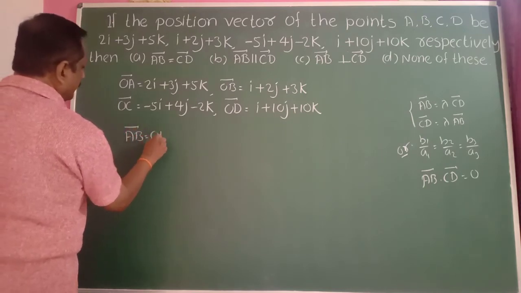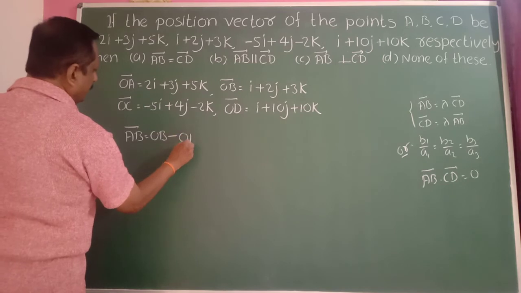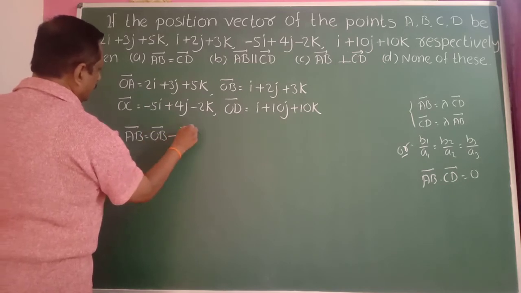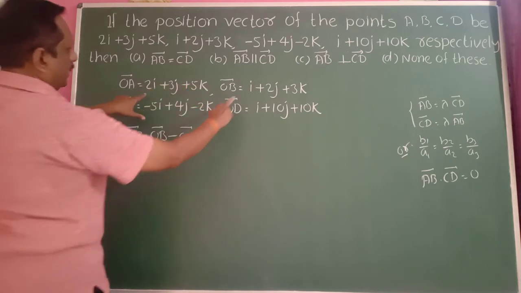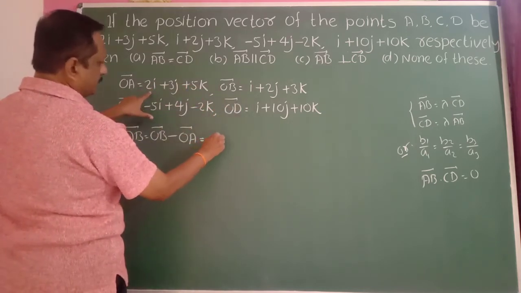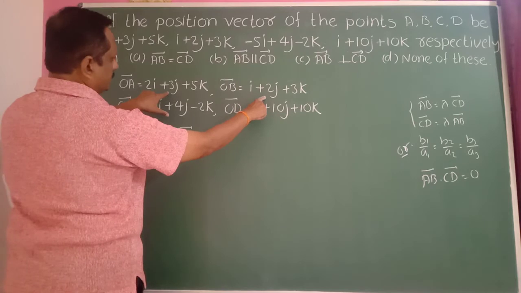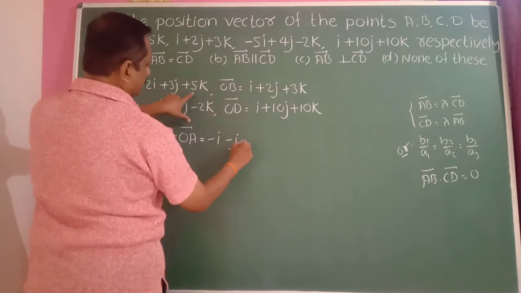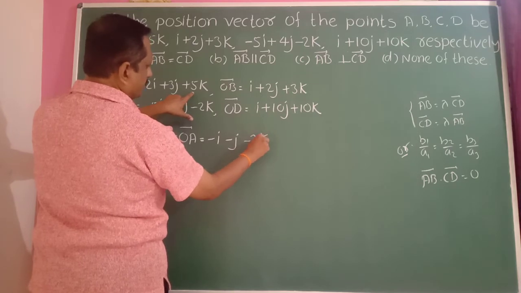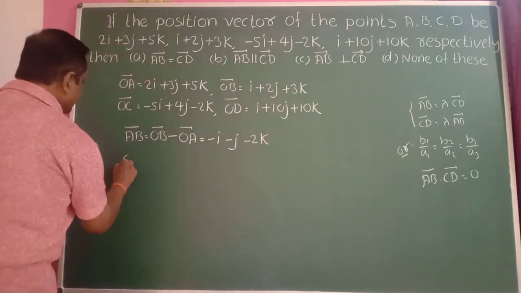So AB is given by OB minus OA. So OB minus OA. I minus 2I becomes minus I. 2J minus 3J is minus J. 3K minus 5K gives minus 2K. Then the vector CD.